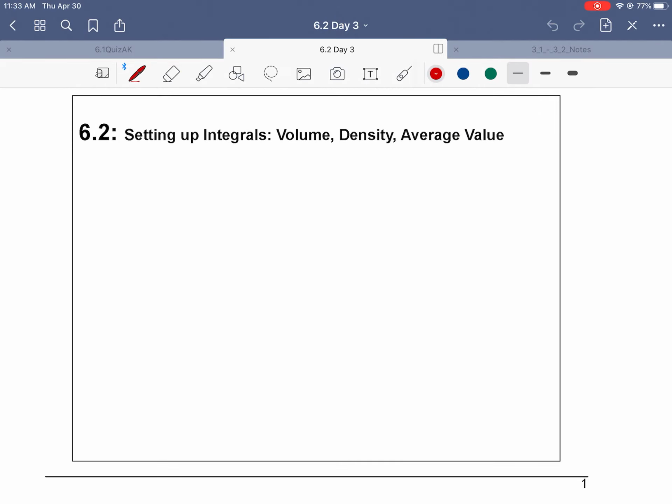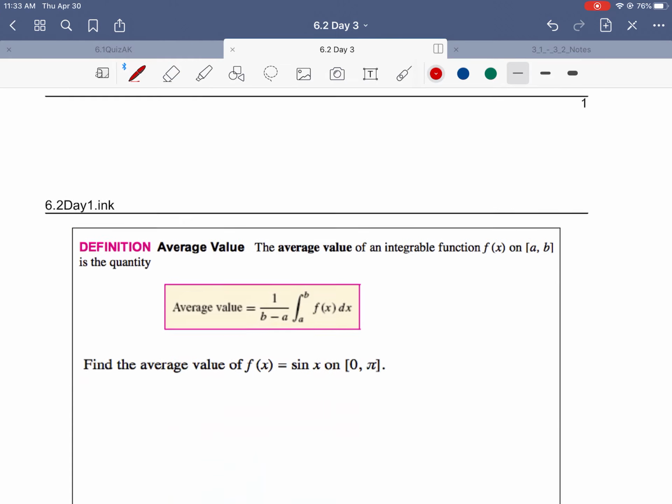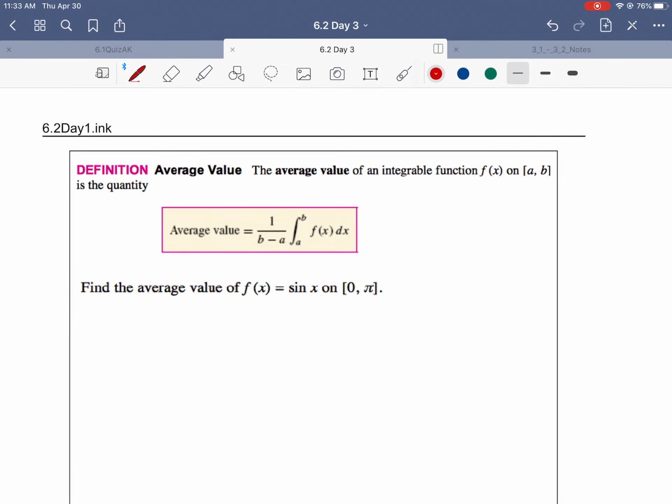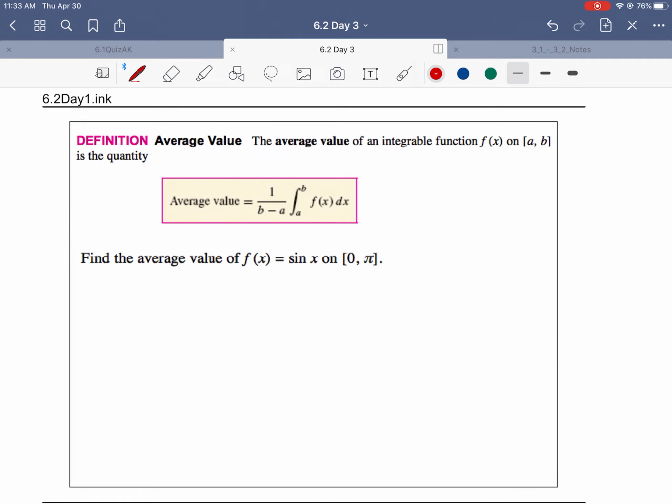Okay, day 3 of 6.2 notes. So today we're going to be looking at that average value component. These problems are very straightforward. I don't want you to overcomplicate them. What average value literally means is that we are finding the average y value or height of the function given. So if we are talking about a word problem, it has some meaning. If we're not, like this first example we're going to do, it is finding the average height of the graph during the time interval given, or the distance interval given.